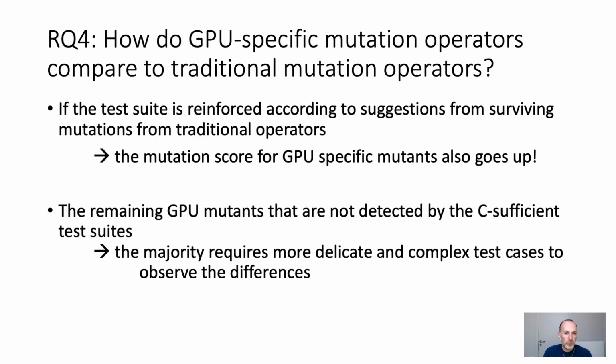Now, very important to understand is whether there are interactions between the traditional mutation operators and the GPU-specific mutation operators. Let's say we would only use traditional mutation operators and we would aim for 100% mutation score. Would that help in also killing more GPU-specific mutants? Well, the answer is a bit mixed. If we reinforce the existing test suite with suggestions from surviving mutants from traditional mutation operators, we see that the mutation score for GPU-specific mutants also goes up.